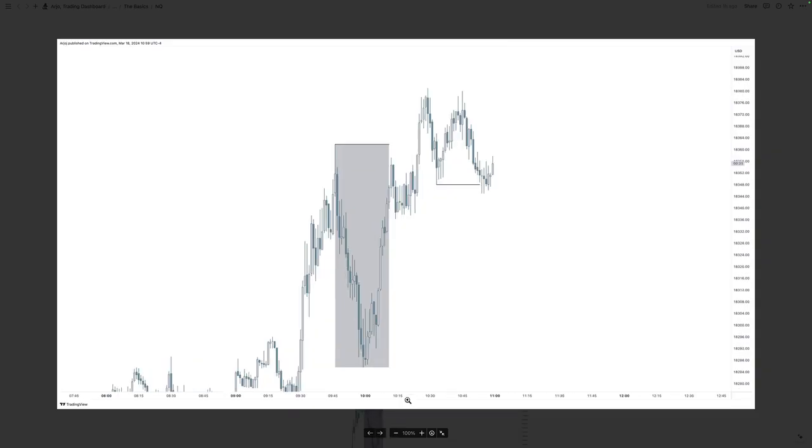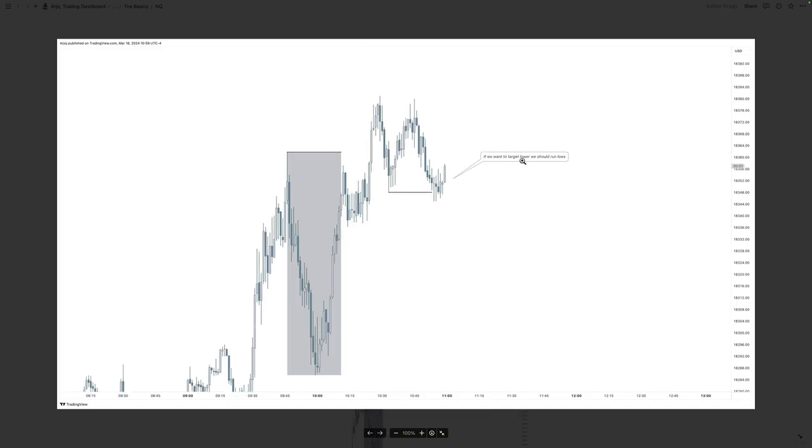Well, let's move on to the next one. We see that we now come back below that low right there, and we are not offering the overall fair value anymore. So the fair value area at the bottom right there actually might become the target. So let's see how we want to approach this. I mentioned if we want to target lower, we should run lows. So we are currently seeing again that we are potentially sweeping that low right there.